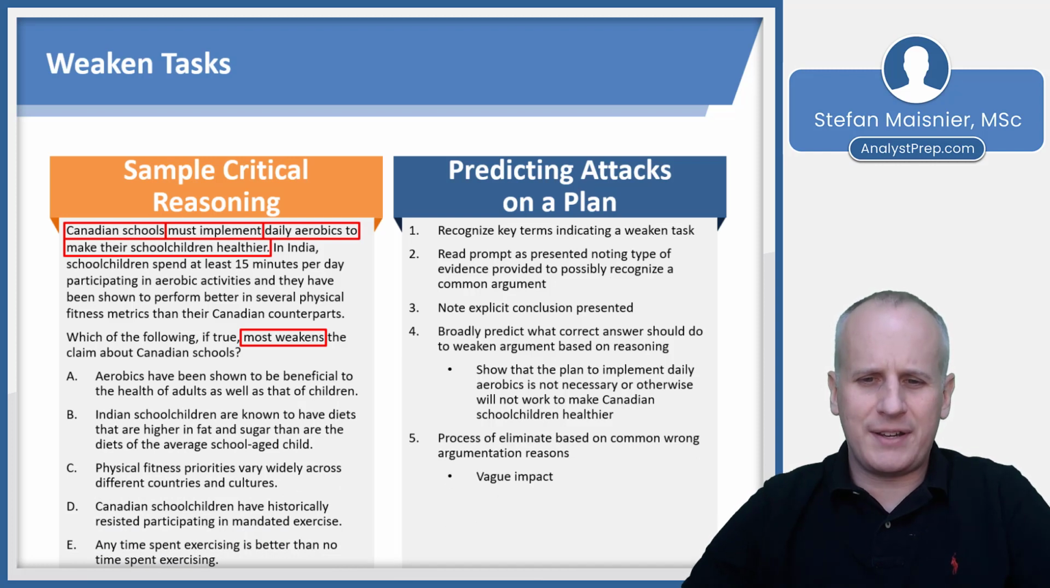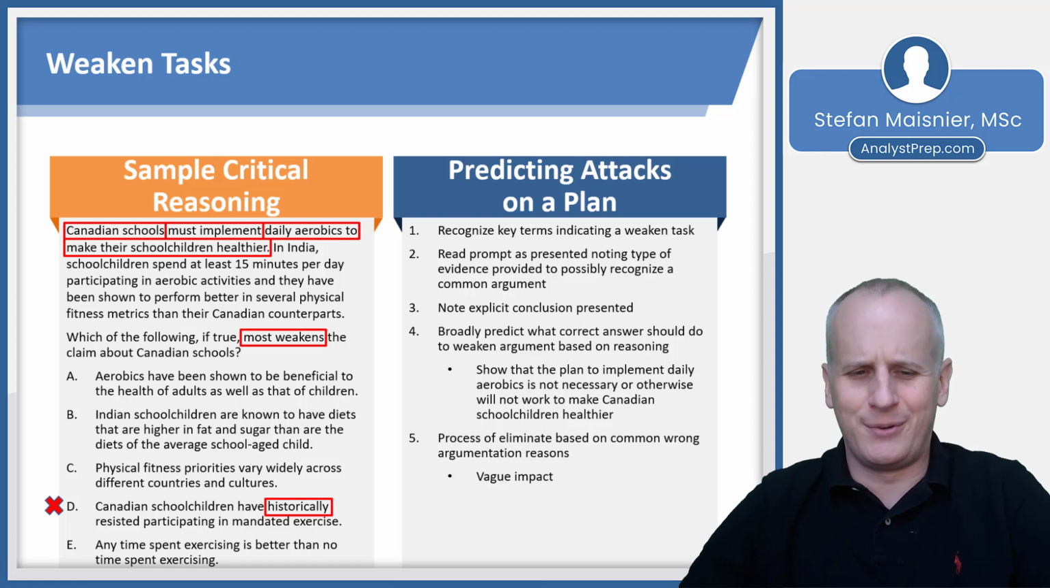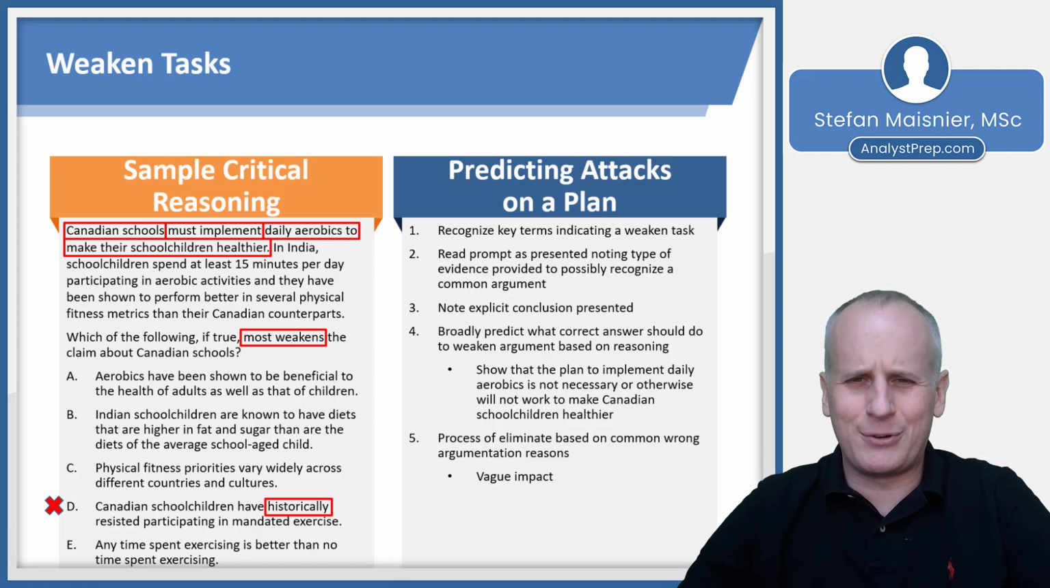We, of course, have a process of elimination for our common wrong argumentation reasons, starting with vague impact. And looking at the choices, we can see "historically resisted" in choice D. So, Canadian school children have historically resisted participating in mandated exercise. Okay, wonderful. Just because they historically have doesn't mean they do today. I don't know what part of history that is. And again, look for those quantifiers, those qualifiers that can be interpreted in multiple ways, for great reasons to eliminate.